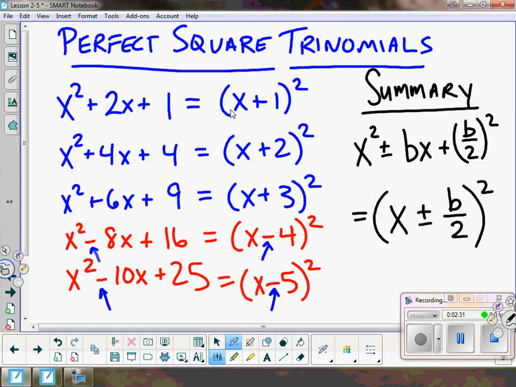In summary, to factor a perfect square trinomial, the quantity is going to be x plus or minus, depending on whether this is plus or minus. Then you take the b over 2, the quantity squared. Okay, let's put that into action with example 1.